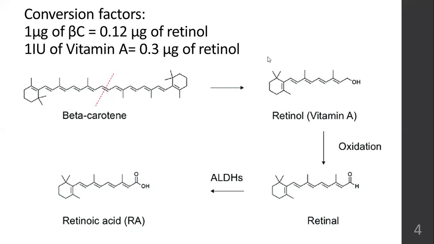So beta carotene is broken down. You can see here beta carotene is a long structure. It has to be broken down into half, then you get retinol. This breakdown takes place in your intestine while the food is getting digested. Retinol can be absorbed in your intestine. Retinol has an OH group, a hydroxyl group, so it's an alcohol.